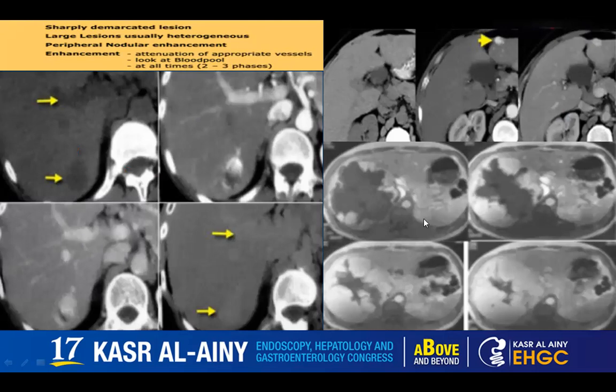Giant hemangioma usually is not completely enhanced. It shows peripheral nodular enhancement but leaves a central scar, a non-enhancing central zone. Small size hemangioma enhances completely from the start. It's called flash hemangioma.